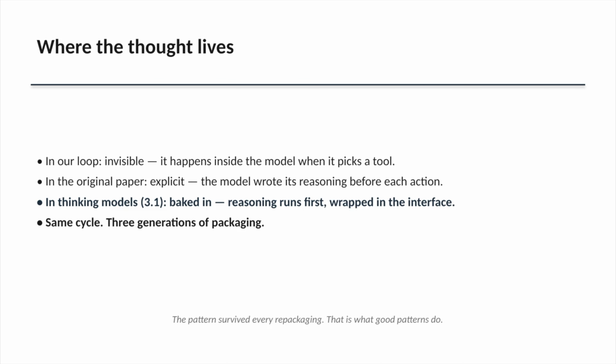One honest detail. In our little loop, the thought is invisible. It happens inside the model when it chooses a tool. The original paper made it explicit. The model was prompted to write its reasoning out loud before each action. And today's thinking models, which Mark introduced in Lecture 3.1, bake the same idea into the model itself. The reasoning runs first, wrapped in the interface, and then the action comes. Same cycle, 3 generations of packaging.